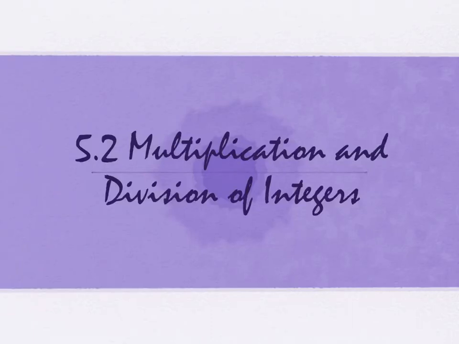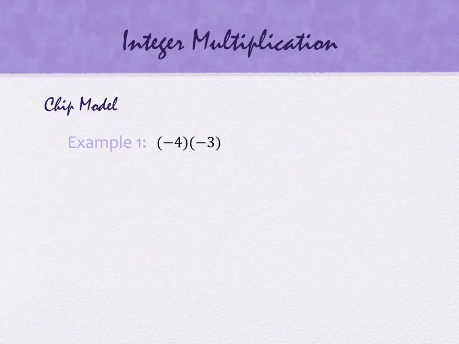5.2, we're taking a look at multiplication and division of integers. The majority of what we do in this section is the multiplication component. And let's take a look at what this looks like from the chip model. Okay, so in the chip model, we had those yellow and those red chips.